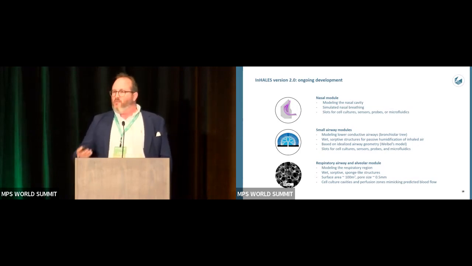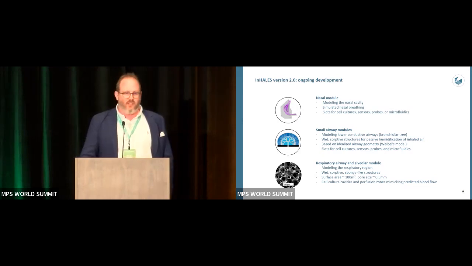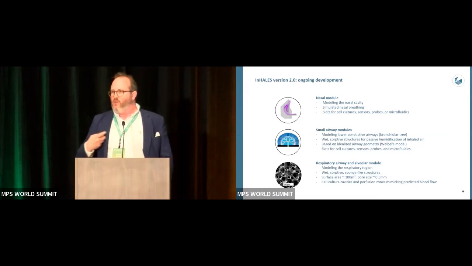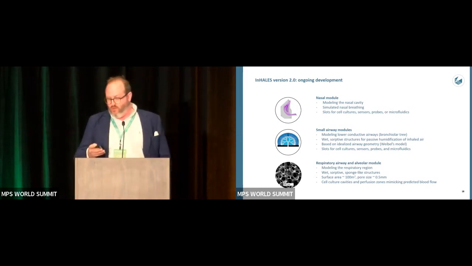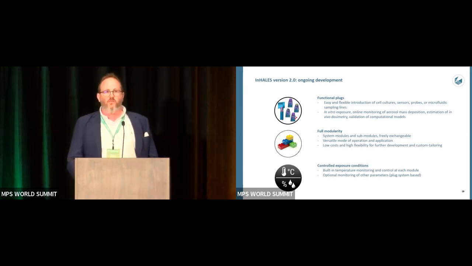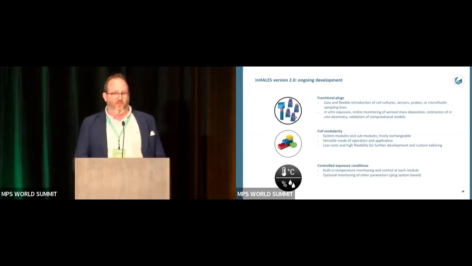A lot of these modules are wetted, so that you have the same surface as in your tracheal tract. We work with sponges and foams in order to get the same kind of surface area that you would have in the alveoli, and work with different materials and test items to optimize it. But we also have, as I just mentioned, these functional plugs to put in cell models and sensor equipment. This is a full modularity system, and controlled exposure conditions are possible within it.